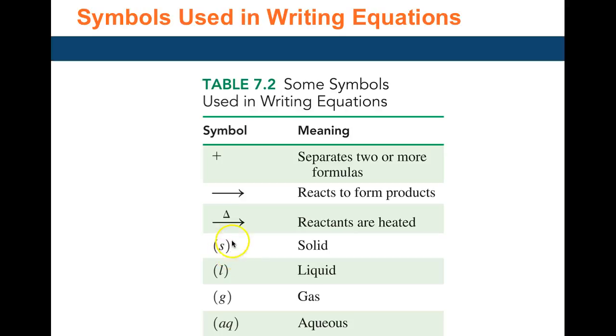And then you have the various symbols: (s) showing the state in which either the reactants or products are, (l) for liquid, (g) is gas, and (aq) means that one or more of the reactants or products are in the aqueous state, which is dissolved into water.